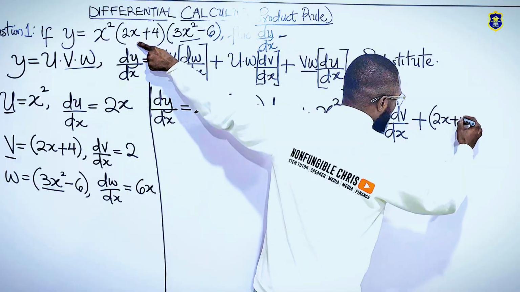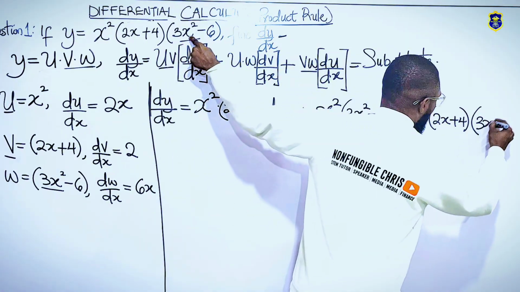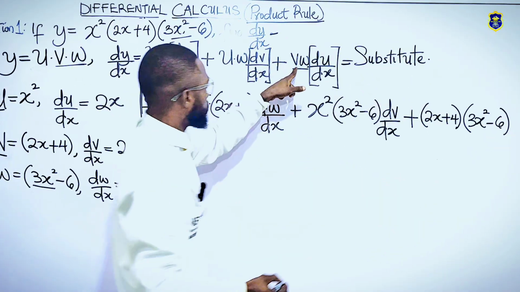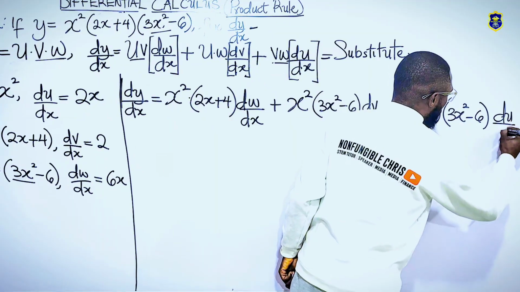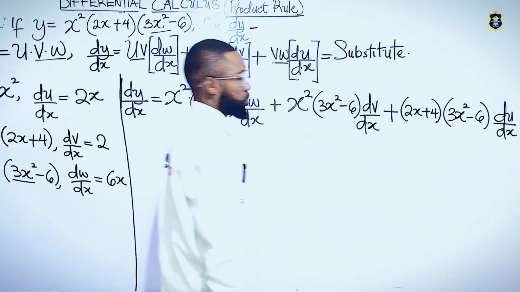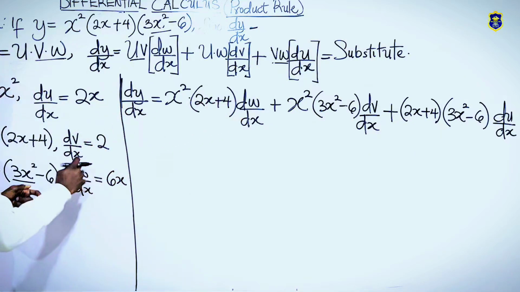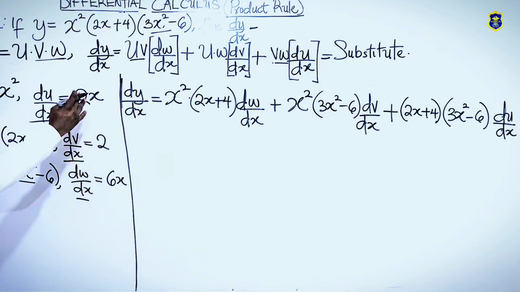So for vw, we have 2x plus 4 times this guy, 3x squared minus 6. That's vw du/dx. So we fix du/dx. Right, that's how we're going to arrange it. So in this arrangement, we're going to substitute the derivatives. We have derived du/dx, dv/dx, and w, just to put it there.